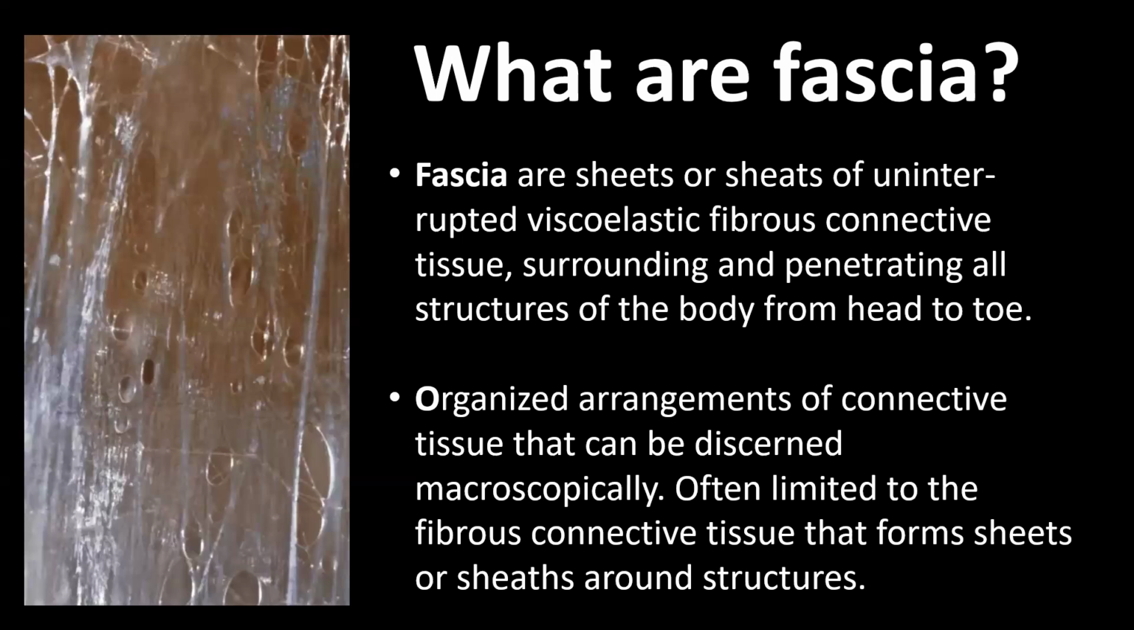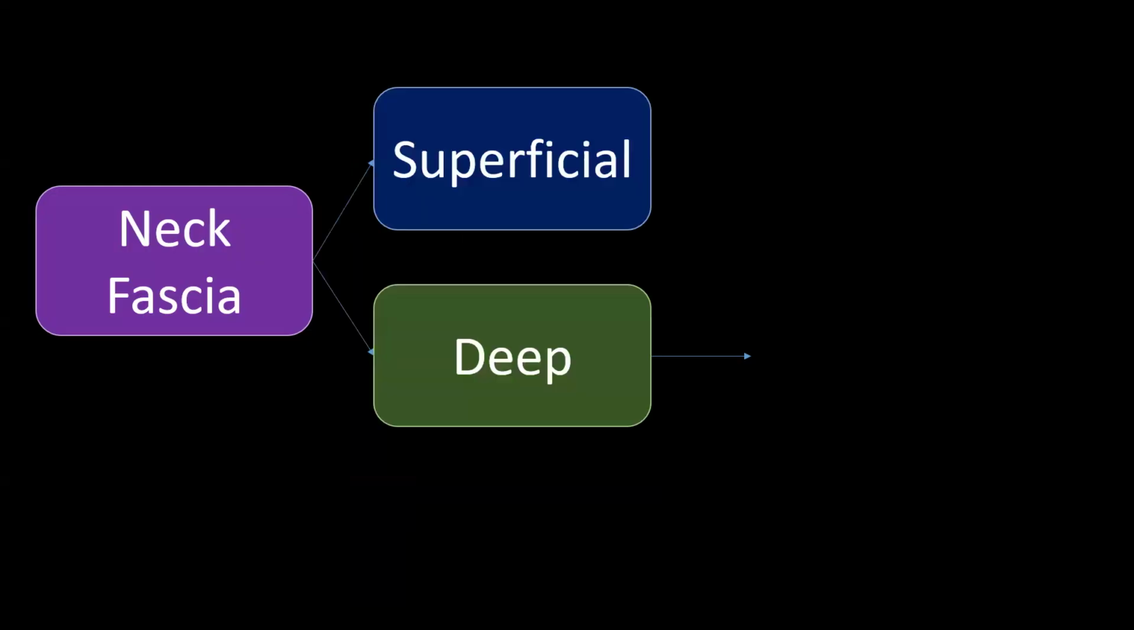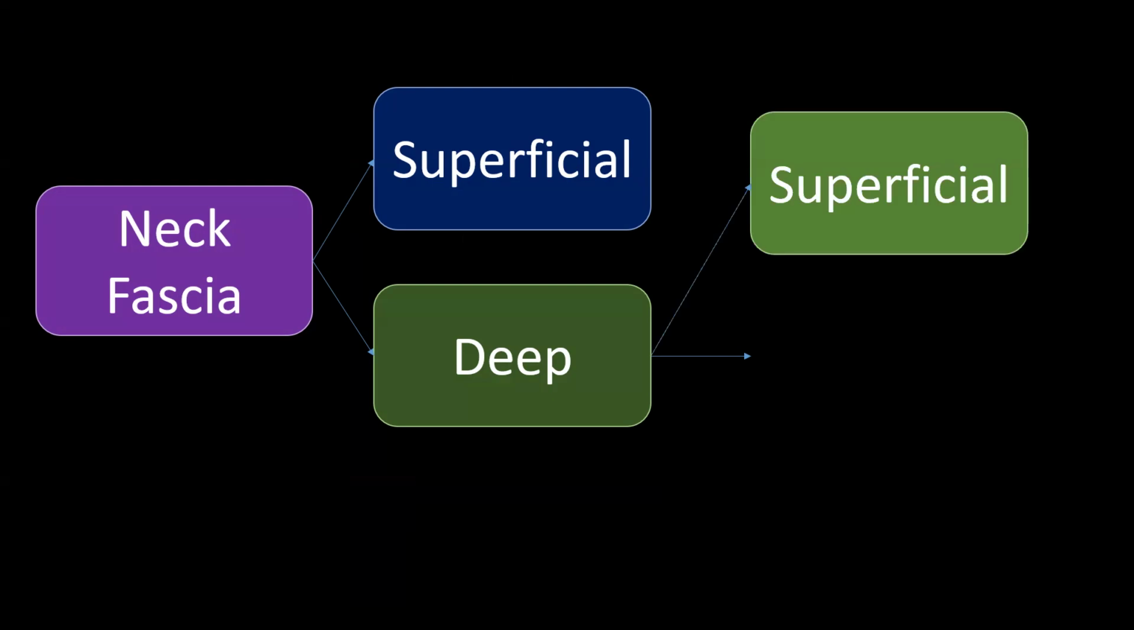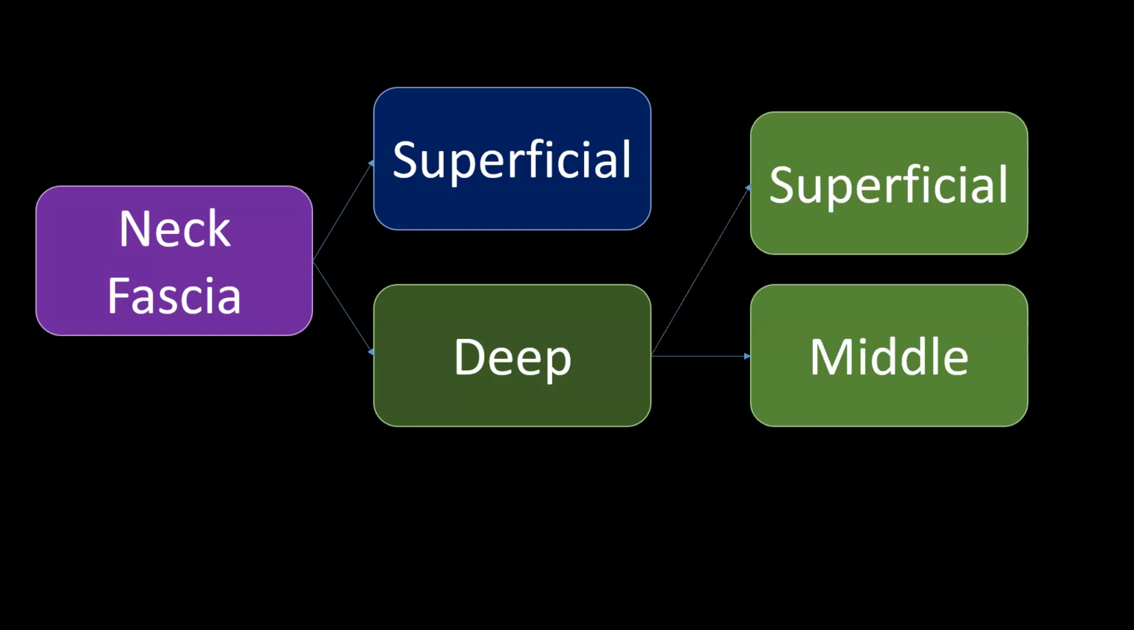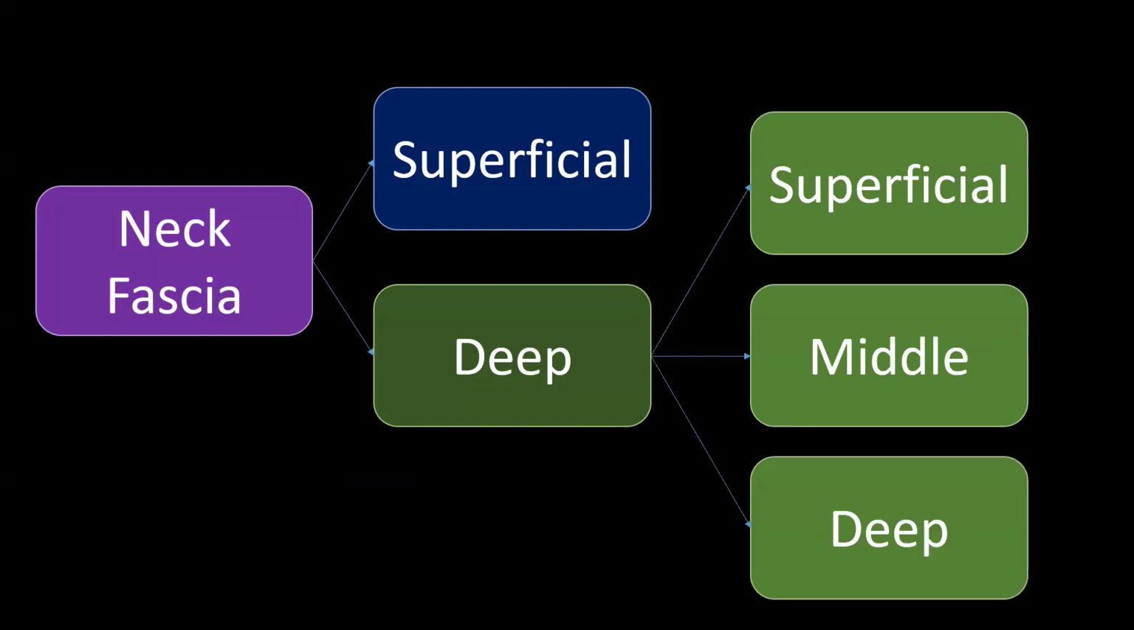What fascia are there in the neck? Well, we have a superficial fascia and we have deep fascia. And when it comes to the deep cervical fascia, there are three additional layers. We have a superficial layer of the deep cervical fascia, we have a middle layer, and we have a deep layer. Now, this can be a bit confusing, I admit.